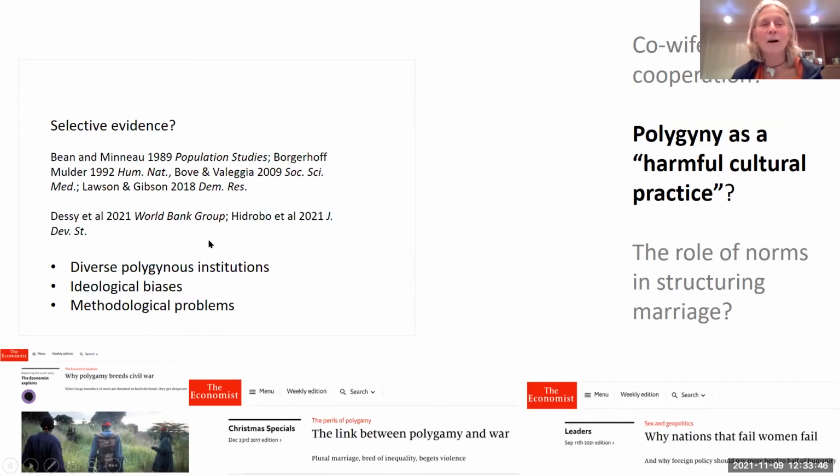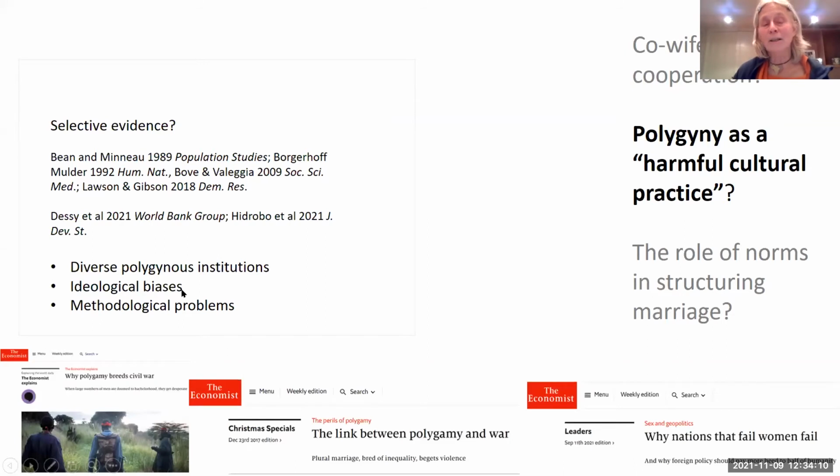One is, quite obviously, that polygyny is a diverse institution. It takes different forms in different places. And of course, you can find societies where it doesn't work well and outcomes are clearly bad for women. But the costs and benefits of polygyny are very much context dependent, and we need to examine those contexts better.